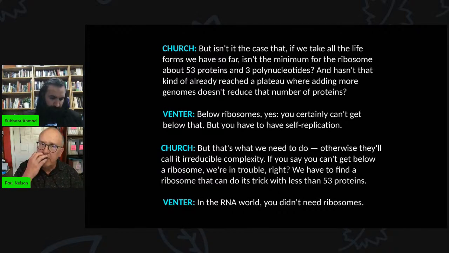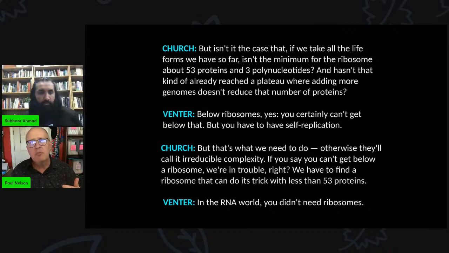And Craig Venter says, yeah, you're right. You can't get below that. That 3 large RNAs, 53 protein threshold. But we need, for the origin of life, to have something that will accomplish replication. And Church says, well, that's a problem, because this looks like irreducible complexity. We have to find a ribosome, he says, that can do its trick with less than 53 proteins. What does Venter say at that point?